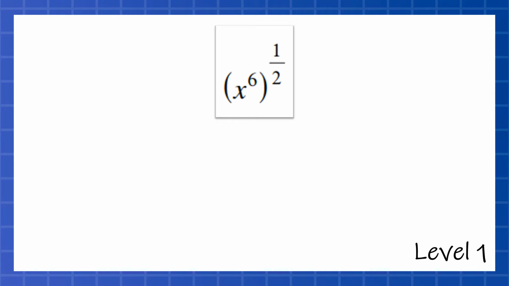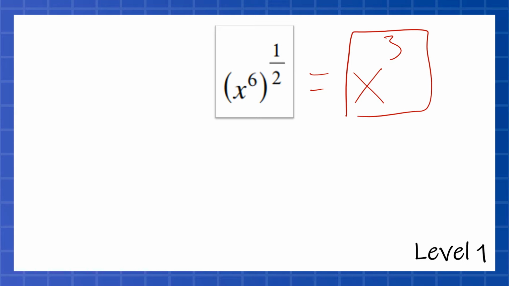So let's look at an example. In this one, if we wanted to simplify this a little bit, we could do that by using our exponent rules to say that, well, exponent rules mean we're going to multiply these together. 6 times 1/2 equals 3. So this simplifies to just x cubed.